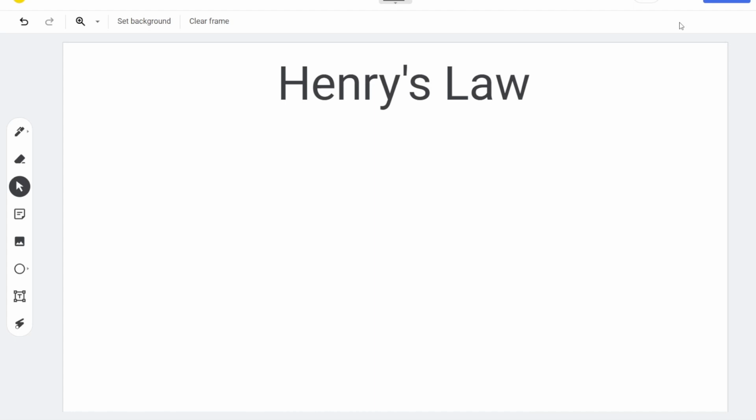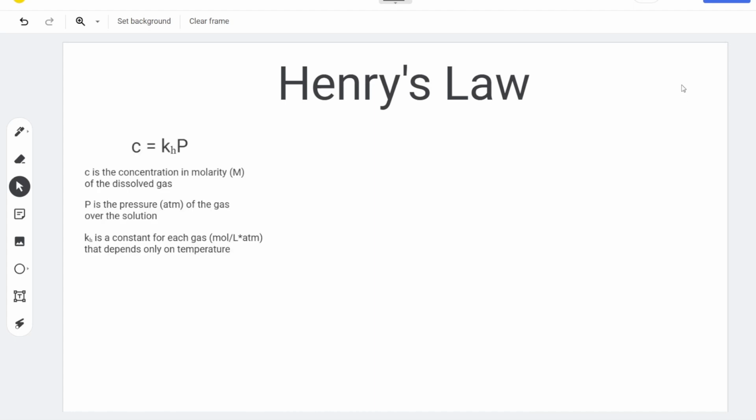What is Henry's gas law and how do we use it? Henry's gas law essentially states that the concentration in molarity of the dissolved gas is equivalent to the pressure of the gas over the solution, multiplied by a number called the Henry's law constant, which is specific for each gas.